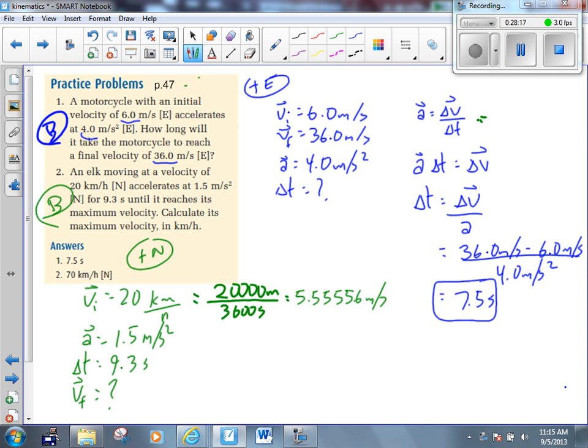All right, let's look at our equations again. I think we're going to use that same one again. A is equal to delta V over delta T. Do we have A? We do. Do we have delta V? We have VI, and we're looking for VF, so that counts. Do we have T? We do, so we're good to go there. Let's rearrange it to solve for delta V first.